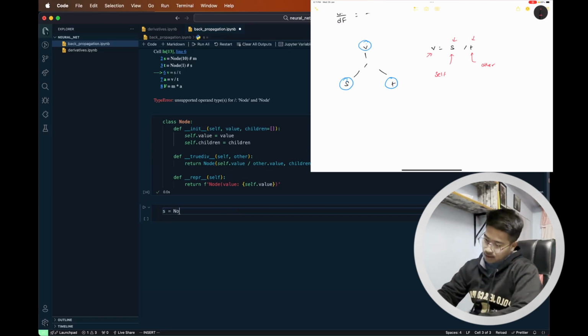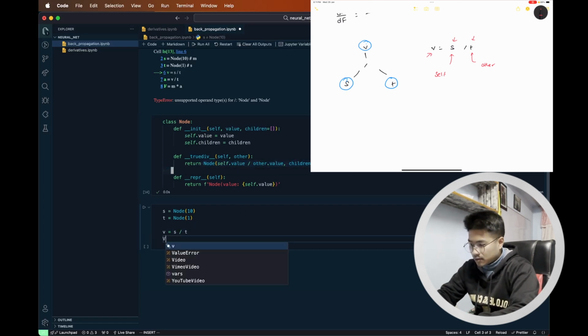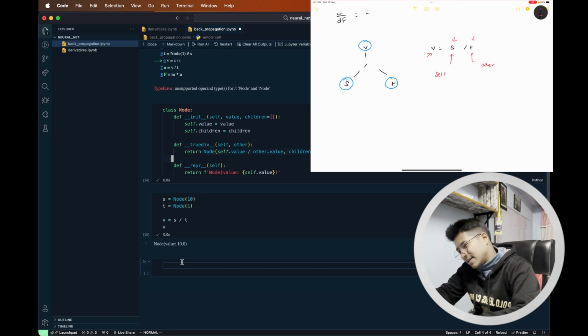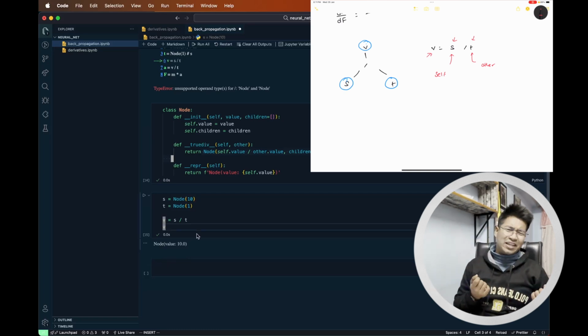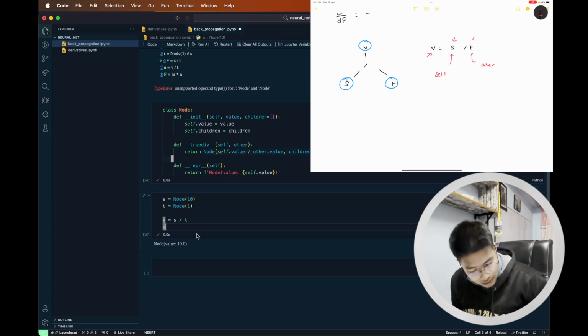So let's just say this is S, value of 10, T node value of 1. Now what I'm able to do is say V is S by T, right? Whenever I do this division, I'll call this function, and then this node will be V. So let's see what V is. V is 10. Now I don't have any notion that tells me what happened to get that V. So over here, that is represented as a slash.